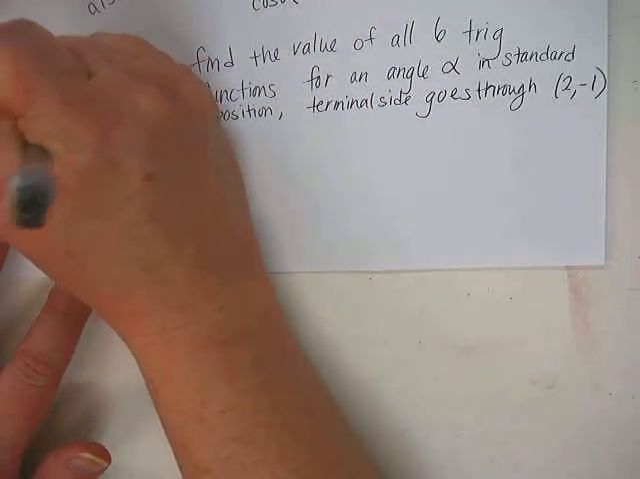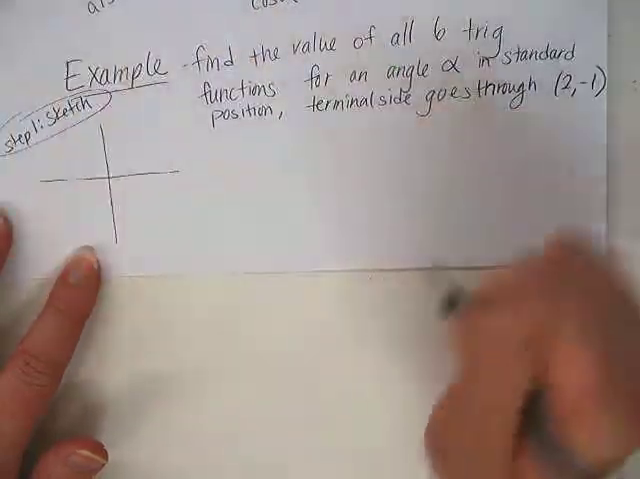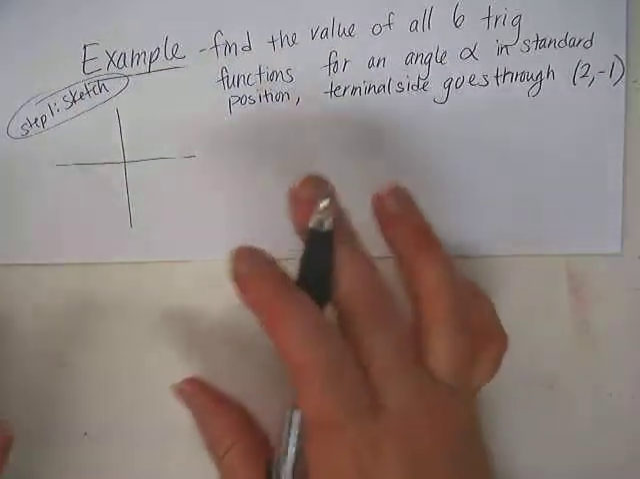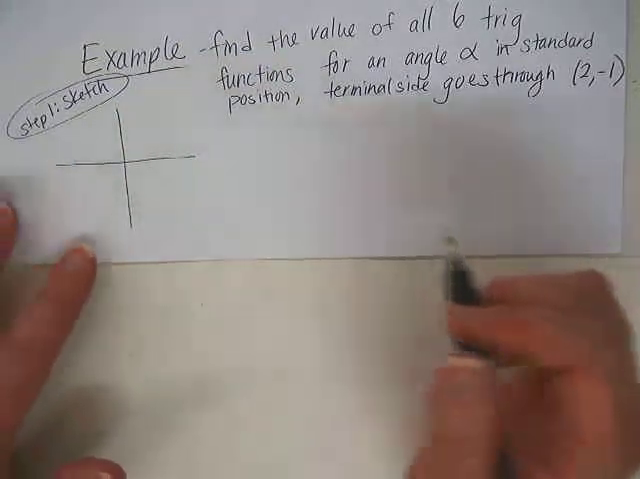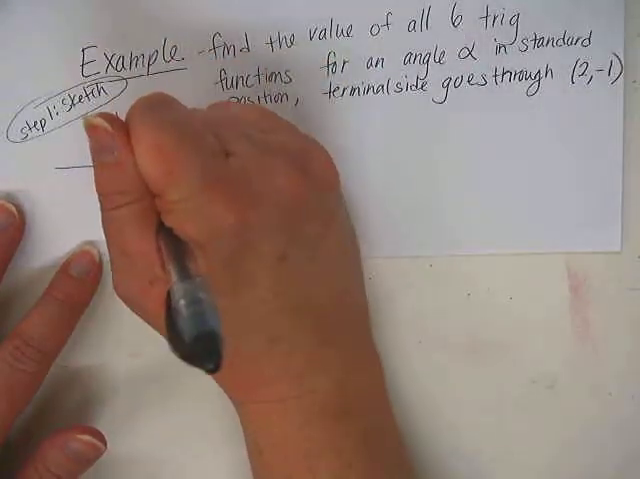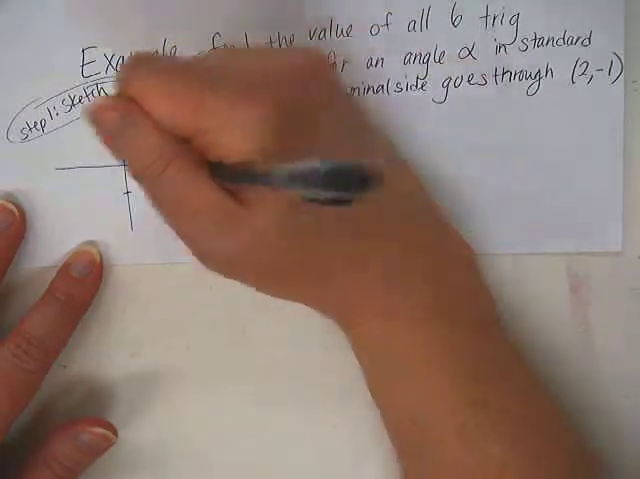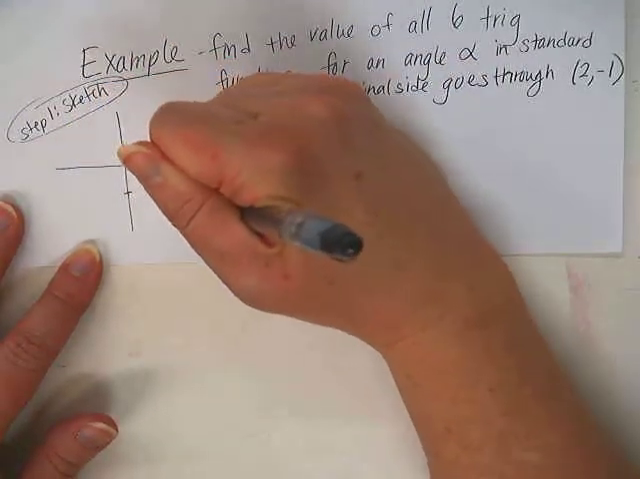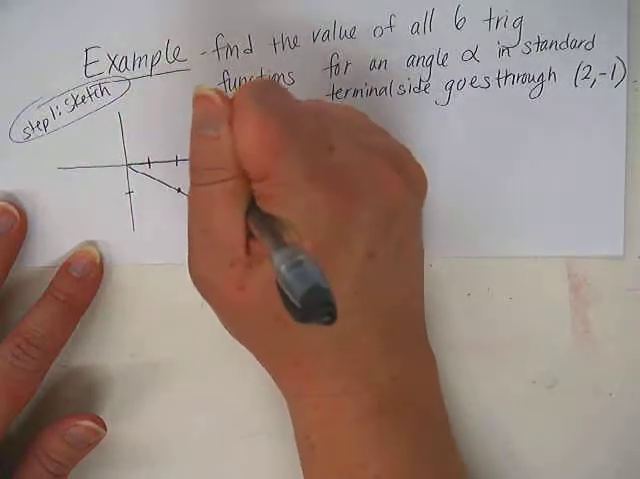Let's draw a picture first. That's my first step always. Step 1, sketch it. I don't understand how people can handle doing trig without sketching it, because I just have to have that picture to see it. I guess I'm just a visual learner. Okay, so we want to go through the point (2, -1). I'm going to make my points kind of big just so my picture's not microscopic.